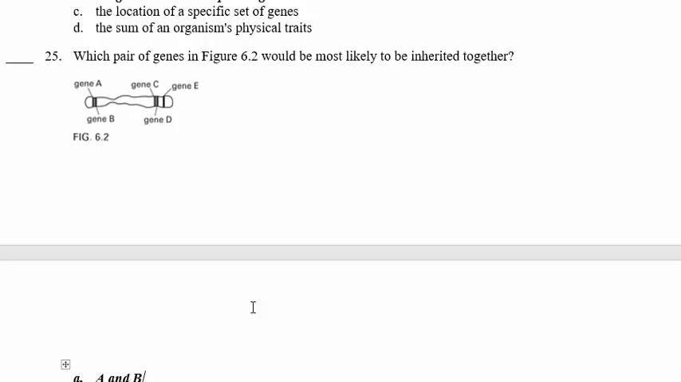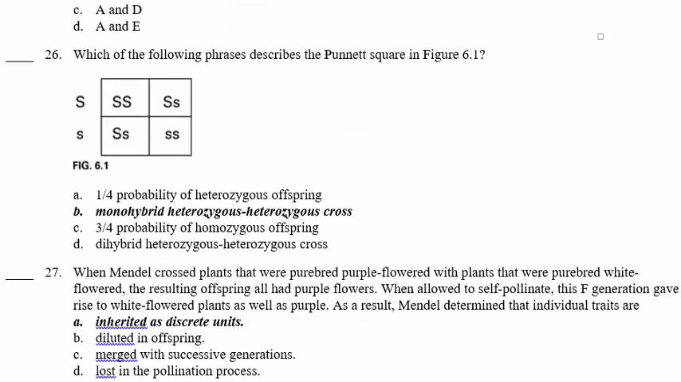25. Which pair of genes in figure 6.2 would most likely be inherited together? As we said, for the genes to be inherited together, they have to be close together on the chromosome, so when the crossing over happens, these genes are connected and they are not separated during crossing over. So you look at this picture, which genes are close together? You think A and C? Of course not. You think B and C? All of these are separated except of course for genes A and B. So number 25's answer is A and B.